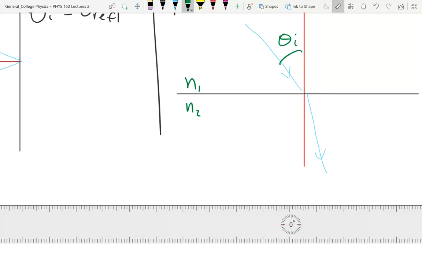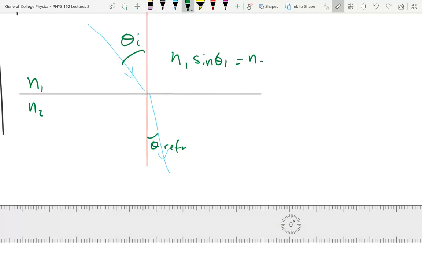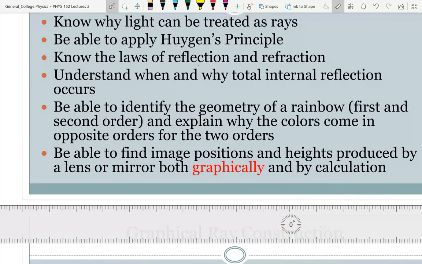And where's the angle of refraction? And then we have n1 sine theta 1 equals n2 sine theta 2, Snell's law. So you need to be able to use Snell's law and apply it accurately. So those are the laws of reflection and refraction.